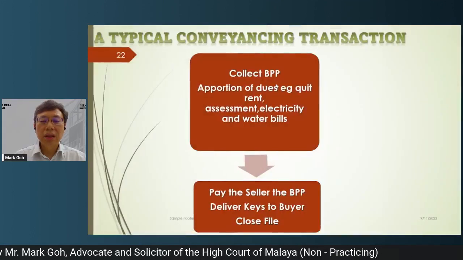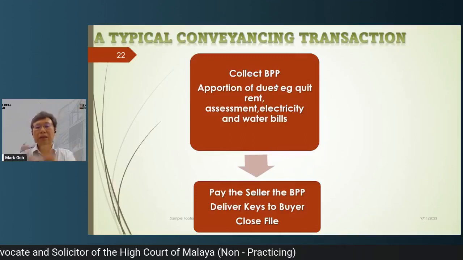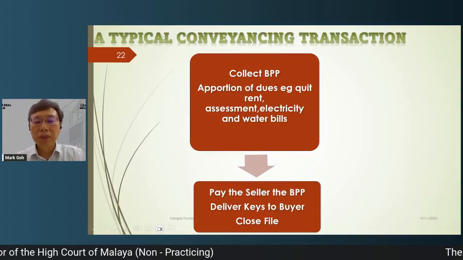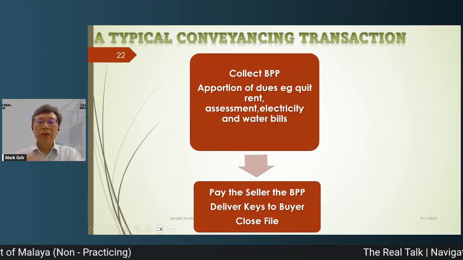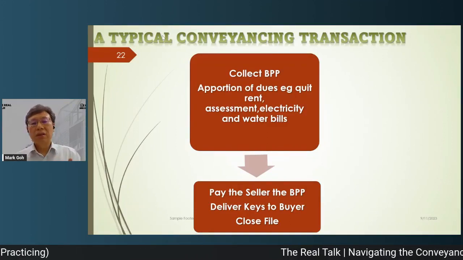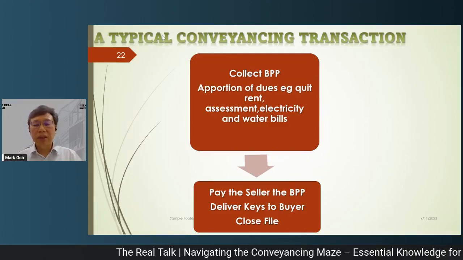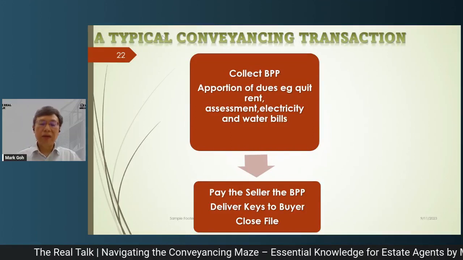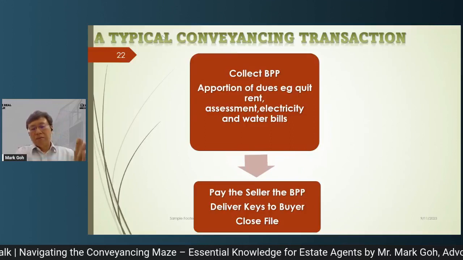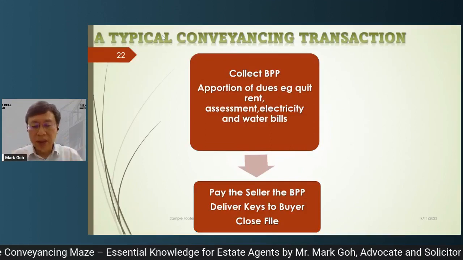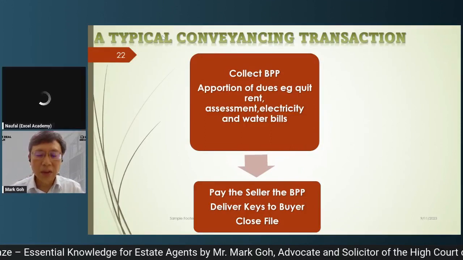Okay, collect the balance purchase price, then do the apportionment. This is going to be another issue, right? So you calculate the apportionment. Who is supposed to pay what: quit rent, electricity bill, assessment, everything. Then finally, after apportioning, pay the seller the balance purchase price, deliver the keys to the buyers, close your file.